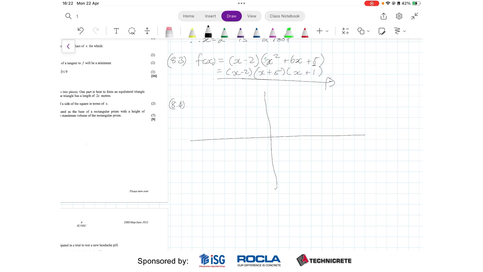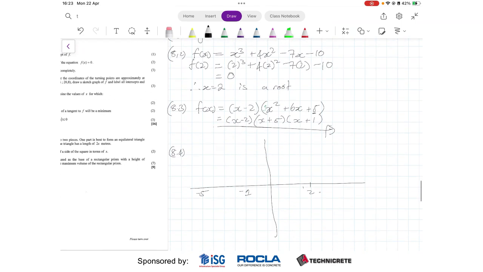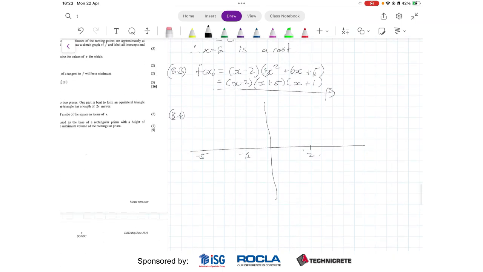We know one of our intercepts is x equals minus 5. Another one is x equals minus 2. The next one is x equals minus 1. And the final one is x equals 2. Okay? And from there, because we have our roots, we may thus write our graph like that.